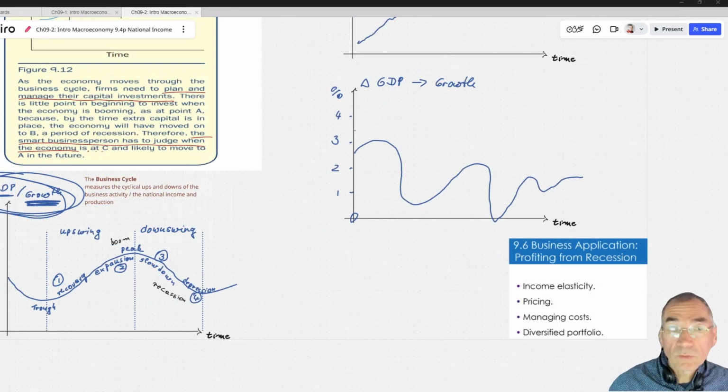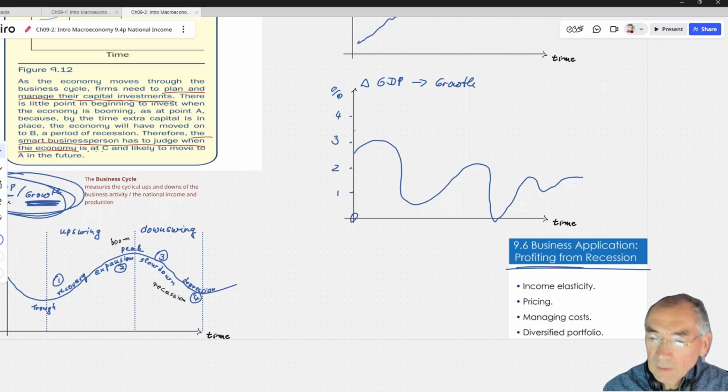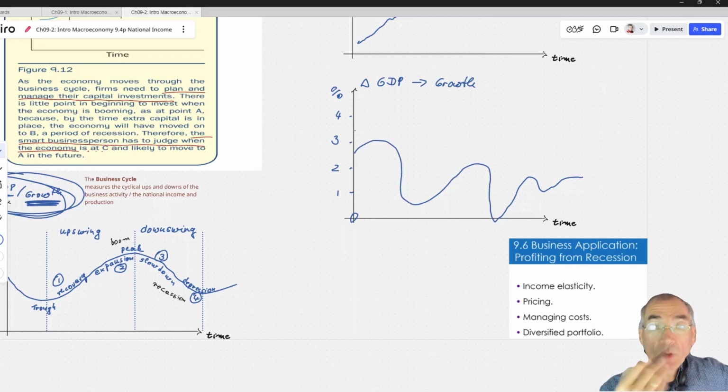And that brings us to the very last argument or outlook in our chapter 9.6, profiting from the recession. What can firms learn from the business cycle and how can they profit, or how can they bring this into their thoughts and plans and strategies? This is something I don't want to elaborate on here.